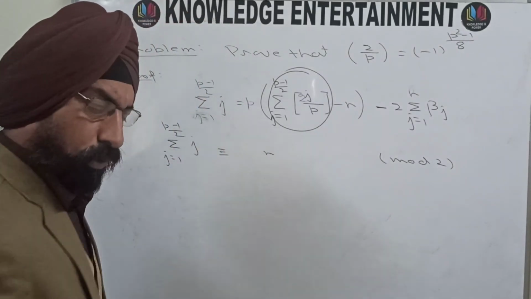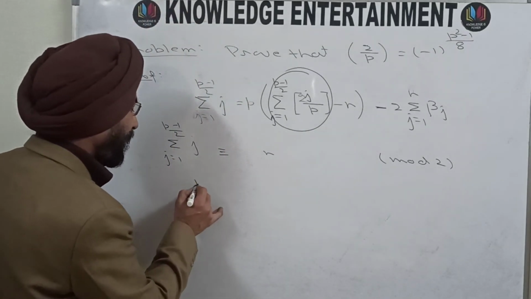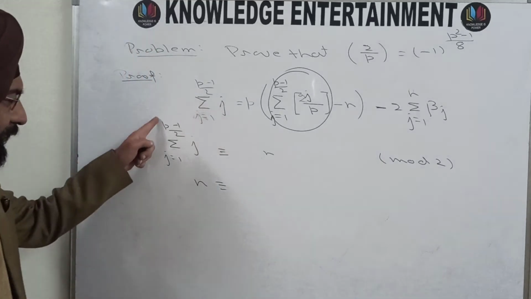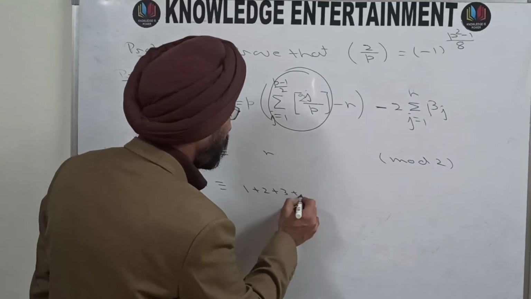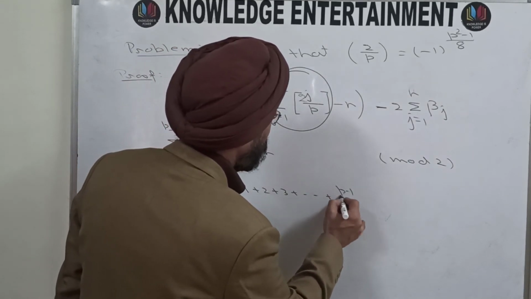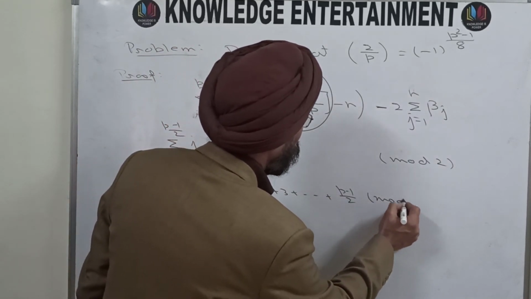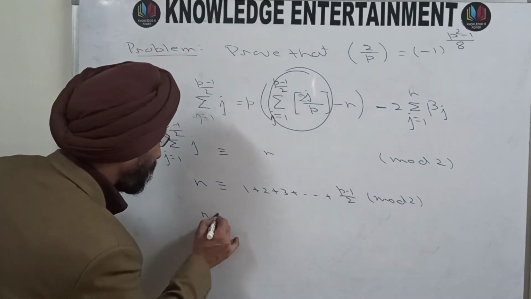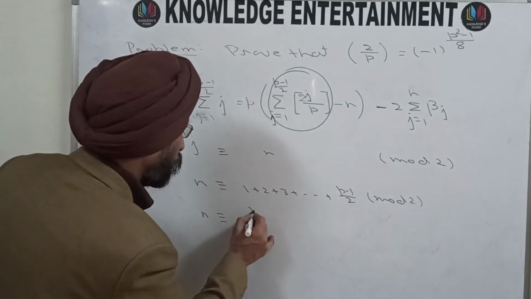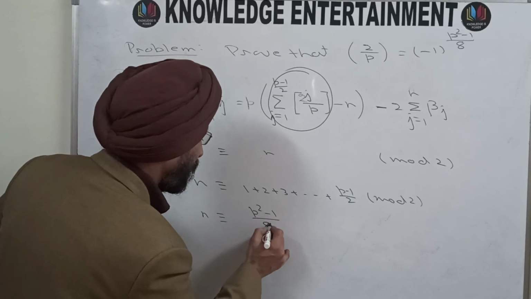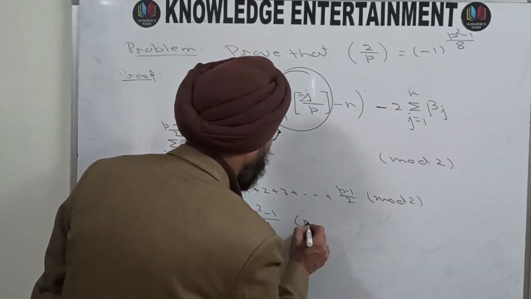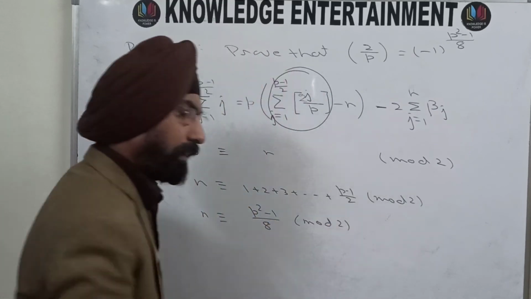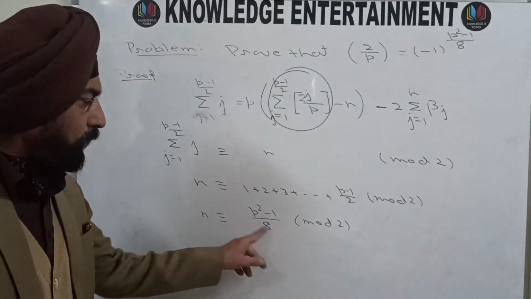So here n is congruent to this now. That means n is congruent to this sum, 1 plus 2 plus 3 up to (p minus 1) by 2, modulo 2. That means your n is congruent to this sum, which is equal to (p square minus 1) by 8 by using your sum of arithmetic progression, modulo 2.